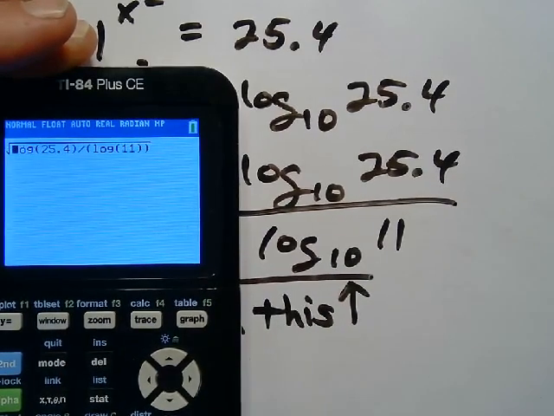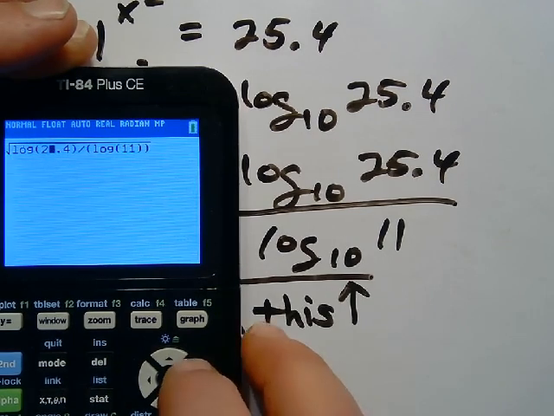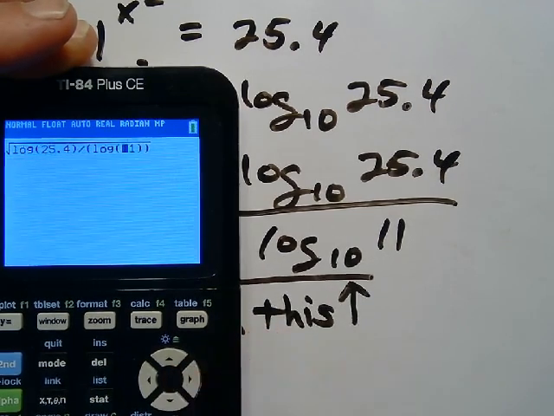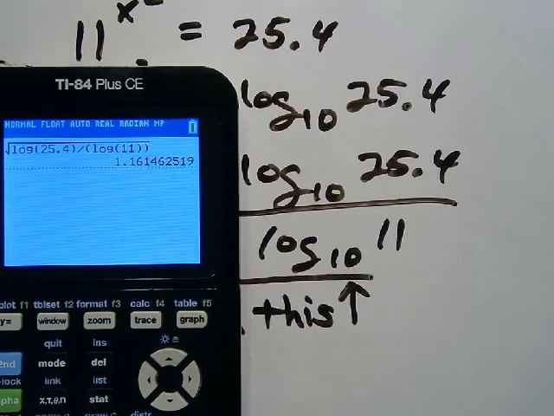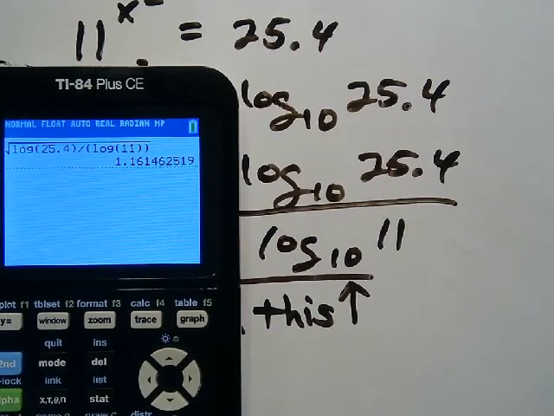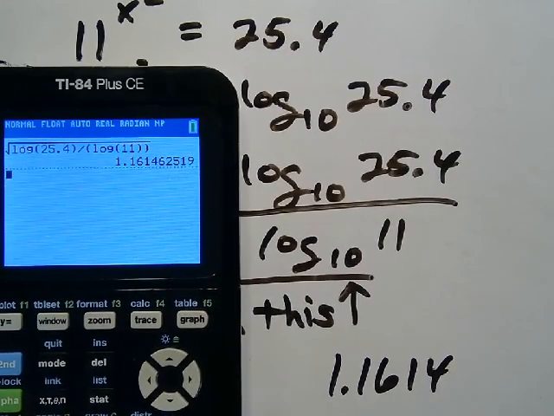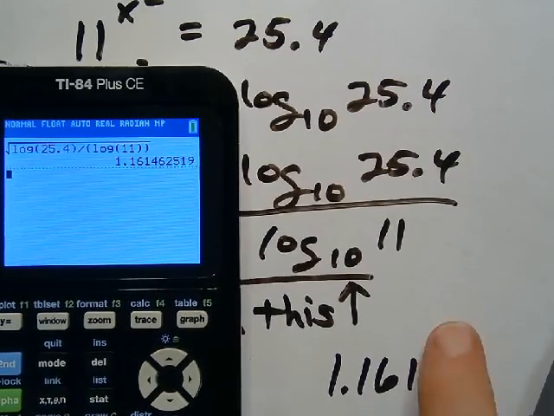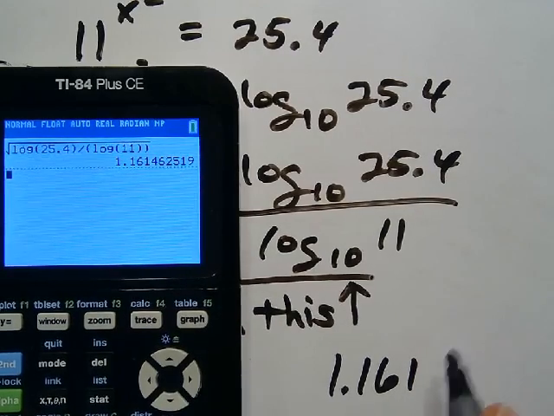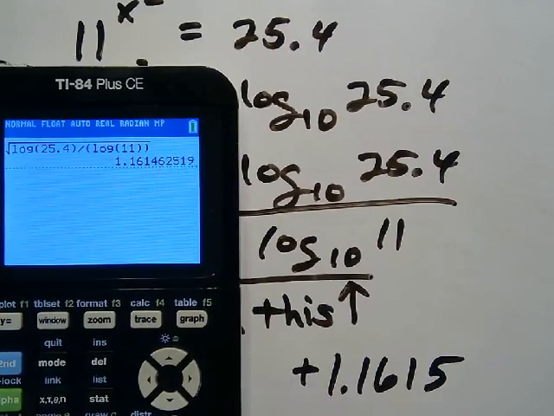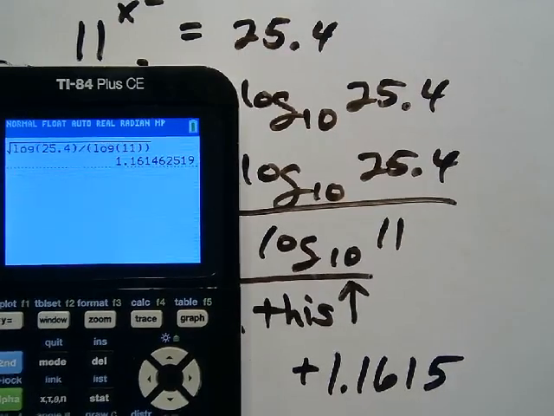Okay, take the numerator and divide by the denominator. And our answer ends up being 1.1614. So this is 1.1614. Actually, 1.1615 if we round this properly. Now that's the positive answer, but don't forget that we needed to have plus or minus.